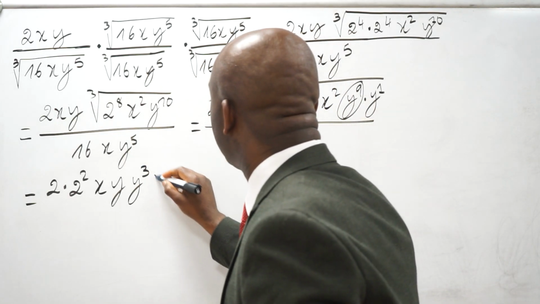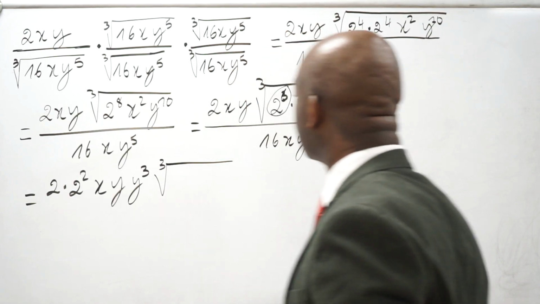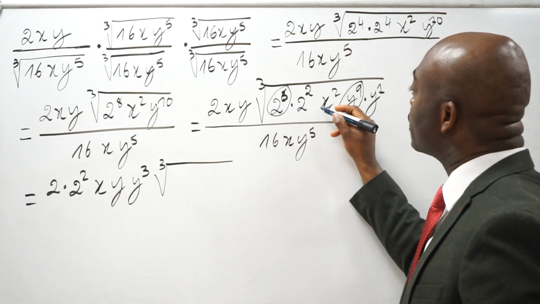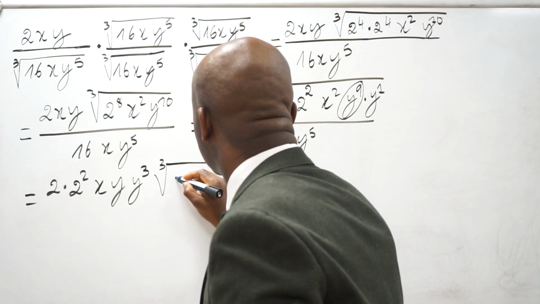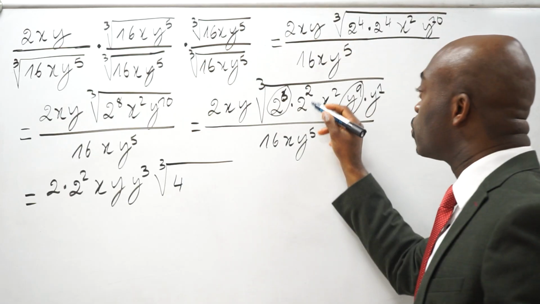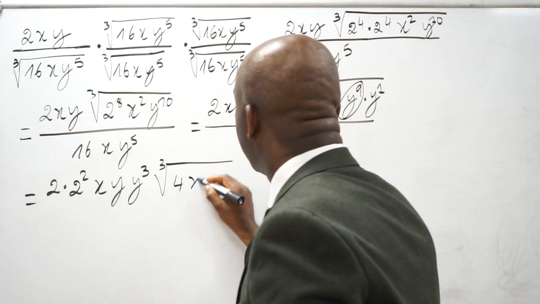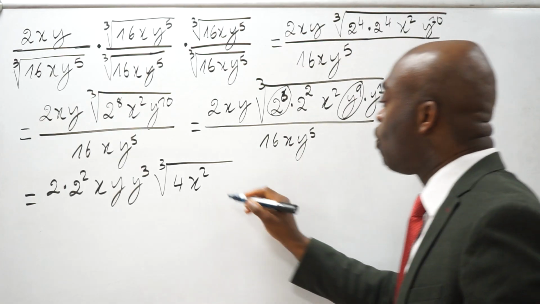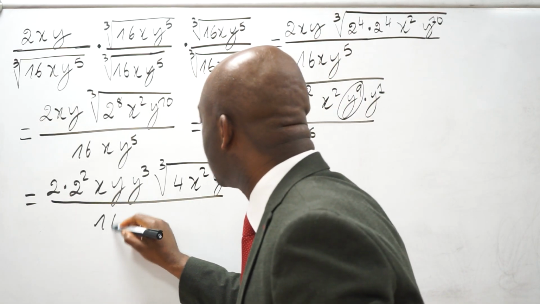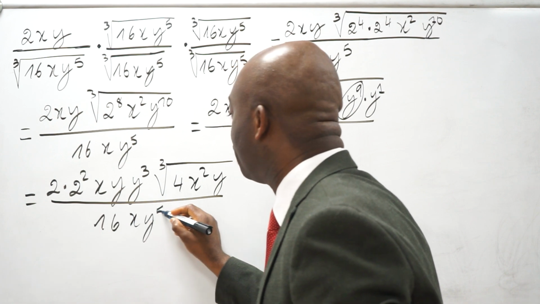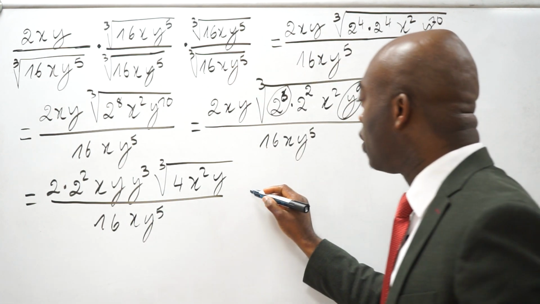And then we have our cube root back. This one stays in. So that's 2 to the 2nd power, that becomes a 4. X to the 2nd power stays in. And y to the power 1 also stays in. And this one is over 16x y to the 5th. Very interesting problem, right? Lovely problem.